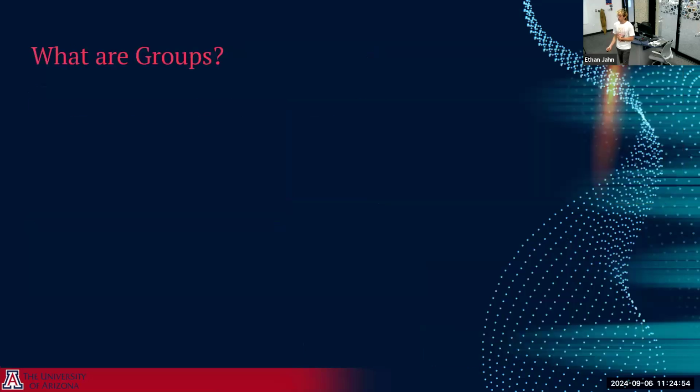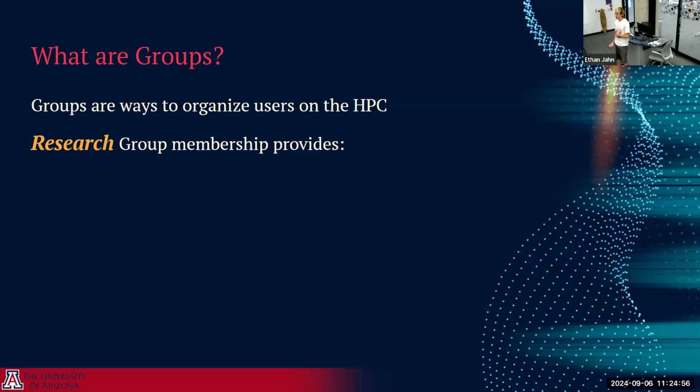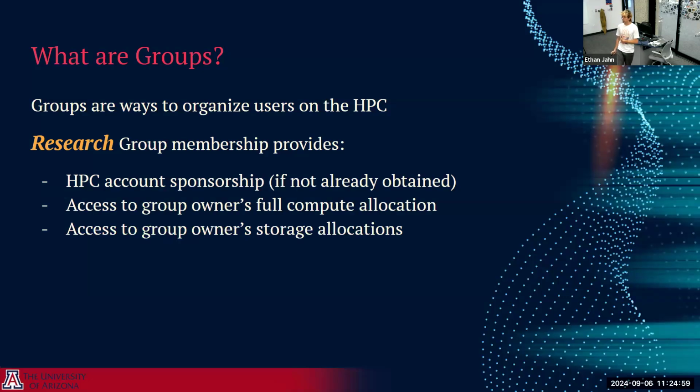Let's continue on. So we talked a little bit about groups, ways to organize users on the HPC. Research groups provide HPC account sponsorship if you haven't already attained it. So you can be a member of multiple research groups. A normal user can join, if there's two professors in your department that you might want to work with and both of them say that you can join their group, there's nothing preventing you from doing that. You'll just need to talk to each PI about what their preferred way of you using their account is, and that's sort of up to the individual. We make no claim or recommendation on how to use these accounts. That's up to each PI individually. But membership to the group does, in principle, give you this access.